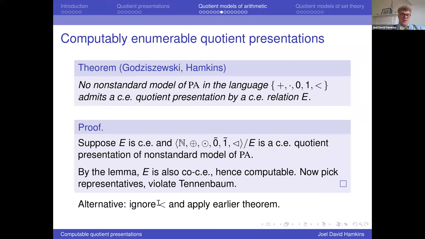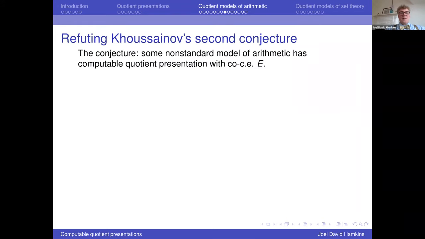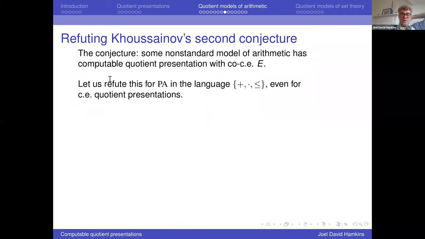So of course, there's an alternative, which is to just ignore the relation. And then we're talking about a CE quotient presentation of a functional model, which we already handled with the first theorem. Okay, so let's go to the second conjecture. So Khoussainov had conjectured that there's some non-standard model with a computable quotient presentation using a co-CE equivalence relation. So let's refute that in this language. Even for the CE quotient presentation.